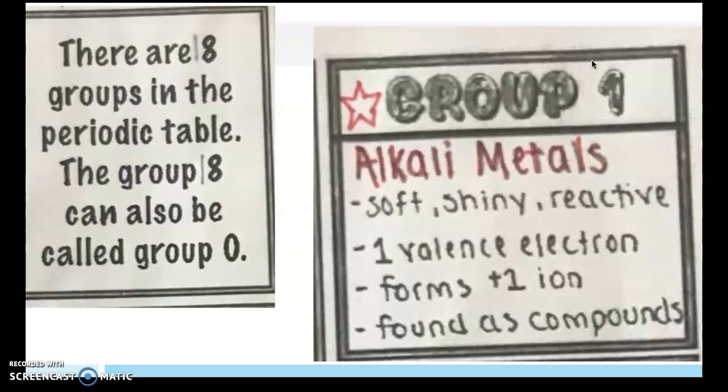We don't necessarily need to know what an ion is, but if you would like to know, an ion forms. It can be positive or negative. If it is a positive ion, that means it gave away that 1 electron. And they are generally found as compounds because they are so reactive. We won't really find pure sodium out in the environment. It'll typically be bonded with something else. We won't usually find pure potassium out in the environment. It'll usually be bonded with something else because they are so reactive. That is because they only have 1 valence electron.